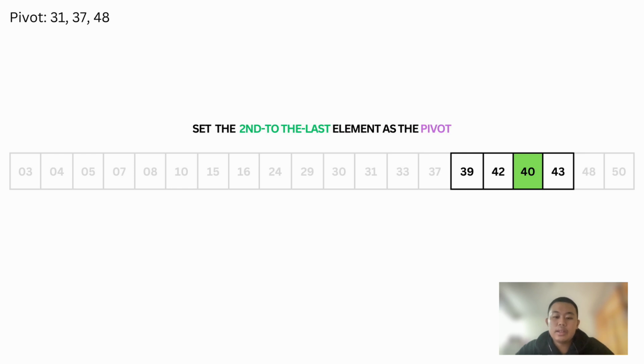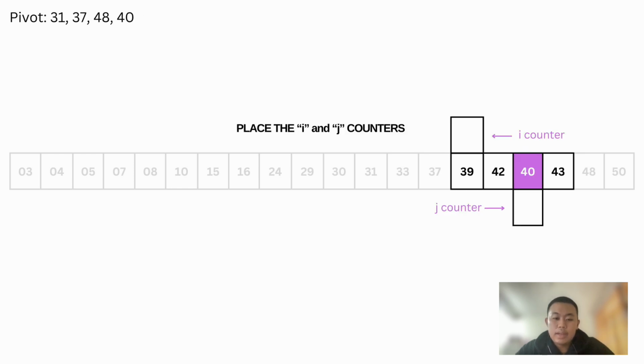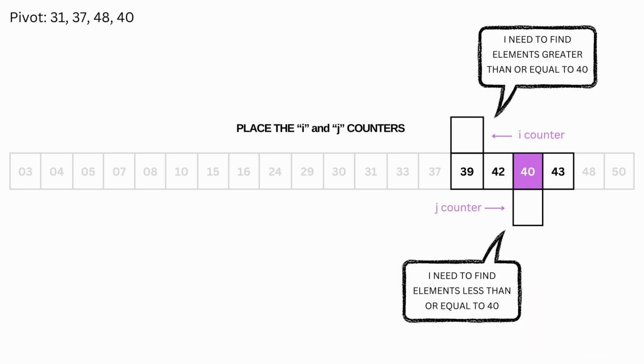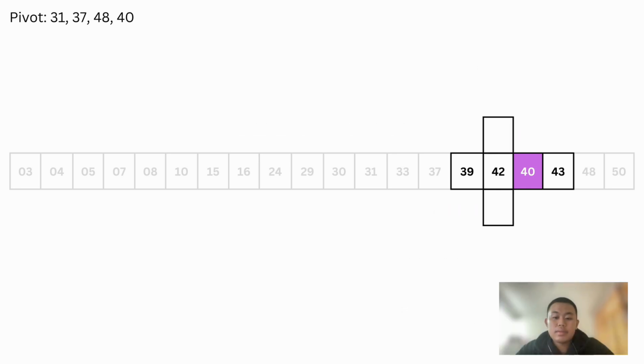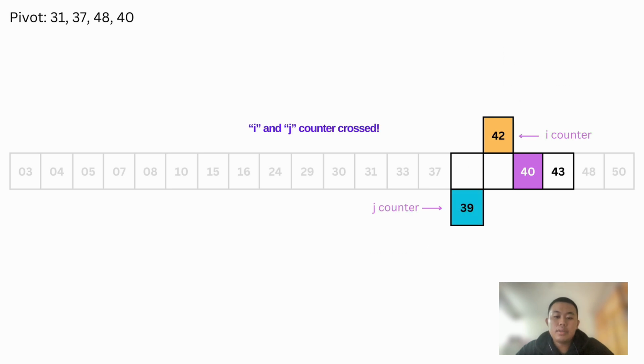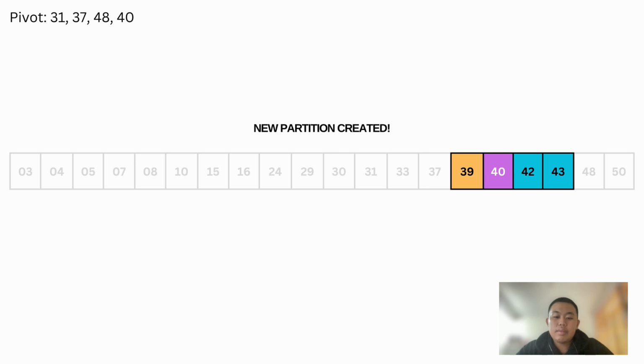Now we would set it as the pivot, then place the counters. Now the counters have crossed, so now we would have to swap the I counter with the pivot, and then place the J counter to the left of the pivot. So now we've created a new partition. Proceed to the left partition, which is already sorted.